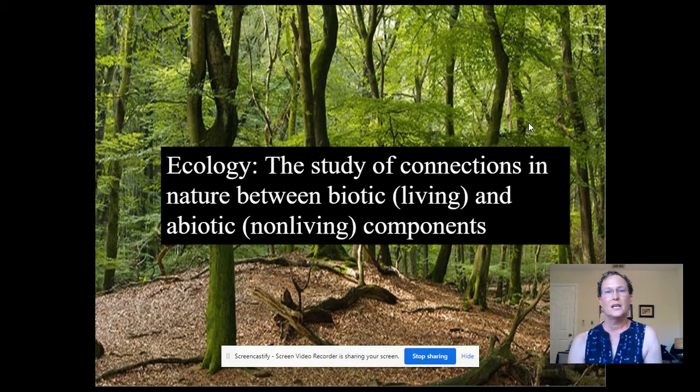So ecology is the study of connections in nature between biotic and abiotic components. Biotic is living and abiotic is non-living. We'll get into more detail about what's living and not living, because you would think it was easy to know, but it's actually a little more complicated, especially when you get into the idea of organic and not organic. That's for another time. But in this picture, you can see trees that are living, and you can't see the air, but the air is non-living, and without the air, the tree can't exist. So it's this interconnectedness. You should write down ecology, the study of connections, and what's in that black box on page one in your packet.